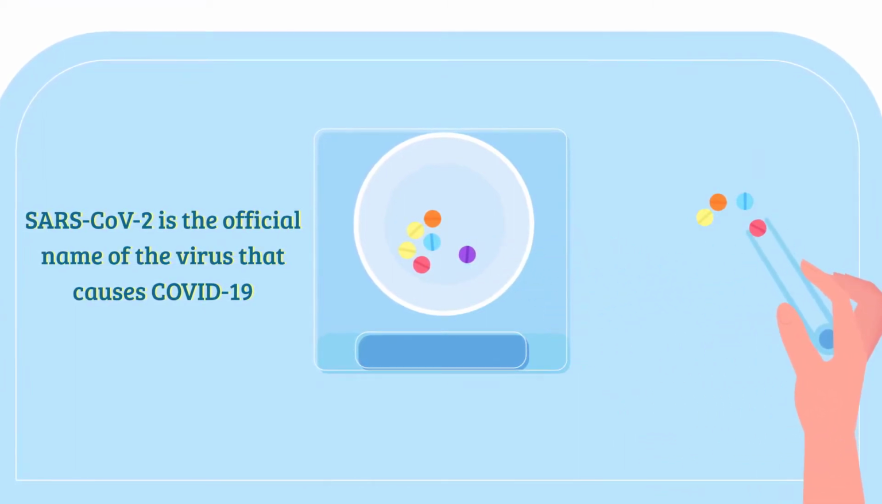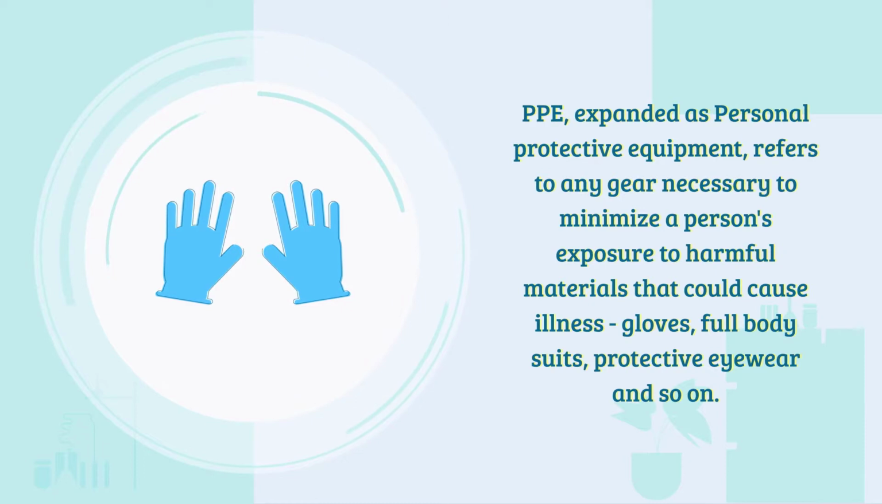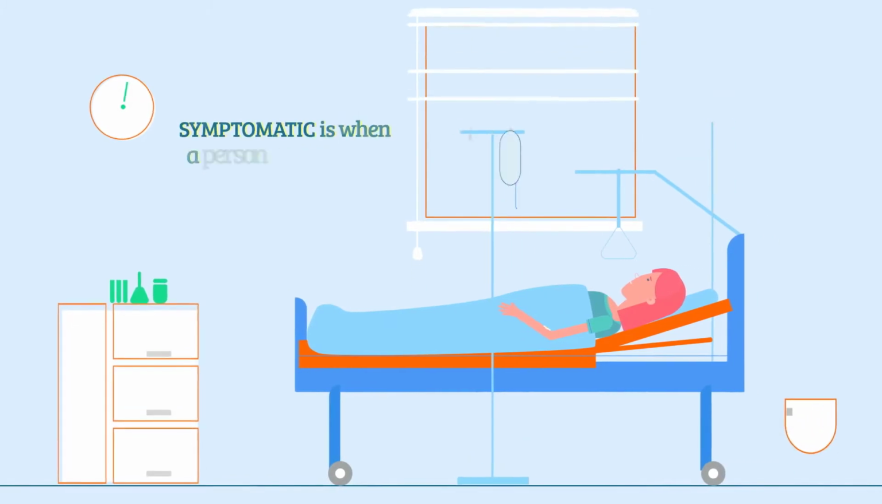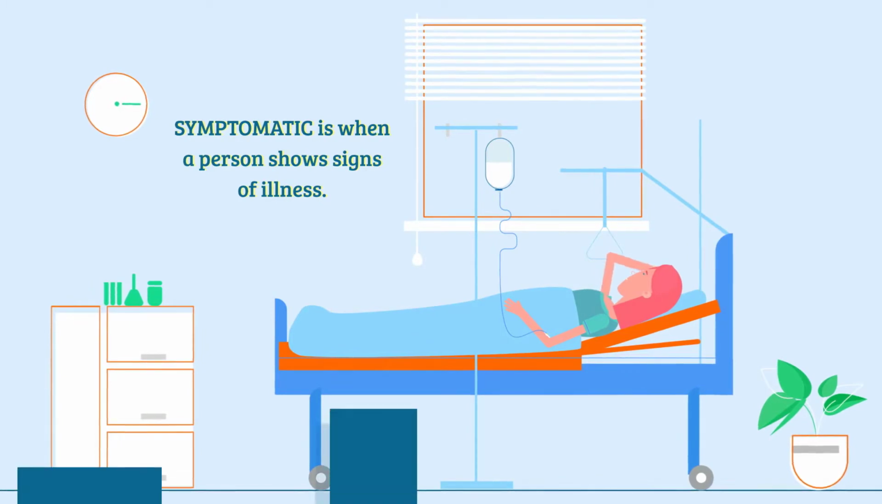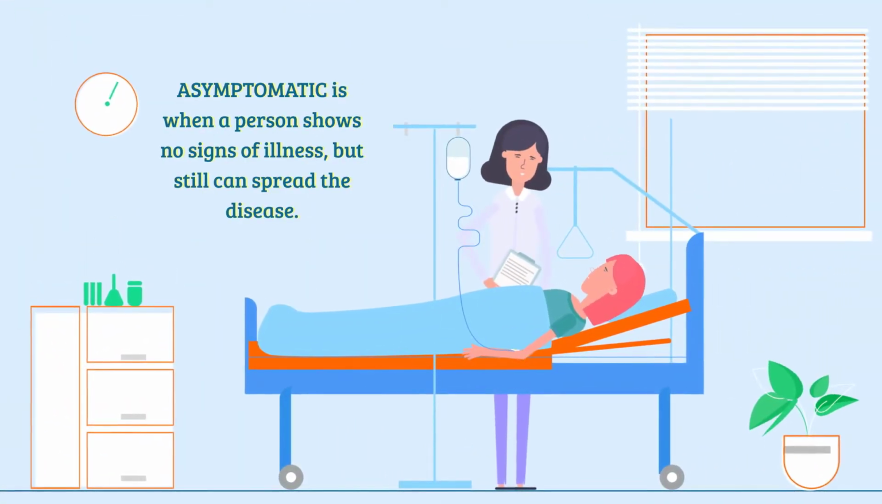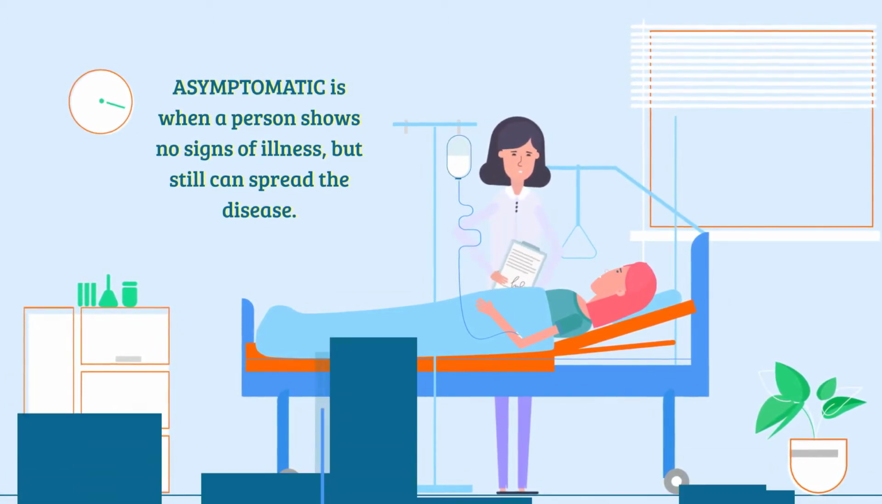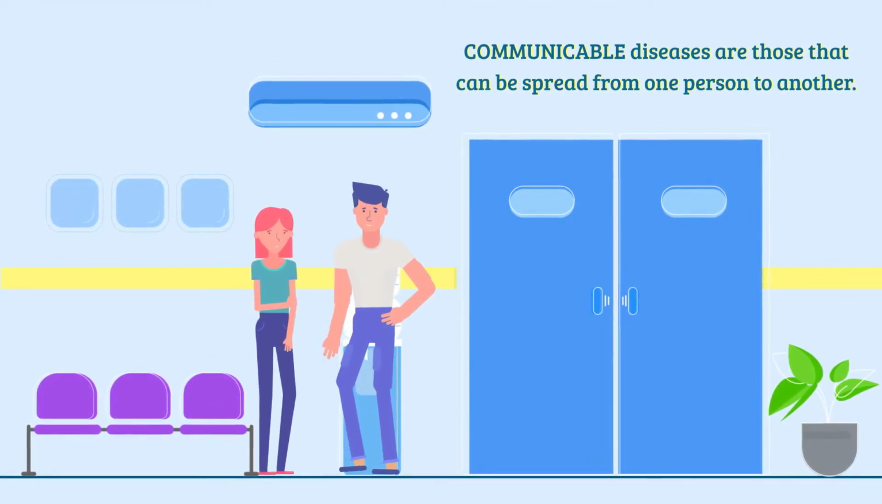SARS-CoV-2 is the official name of the virus that causes COVID-19. PPE, expanded as personal protective equipment, refers to any gear necessary to minimize a person's exposure to harmful materials that could cause illness. Gloves, full body suits, protective eyewear, and so on. Symptomatic is when a person shows signs of illness. Asymptomatic is when a person shows no signs of illness but still can spread the disease. Communicable diseases are those that can be spread from one person to another.